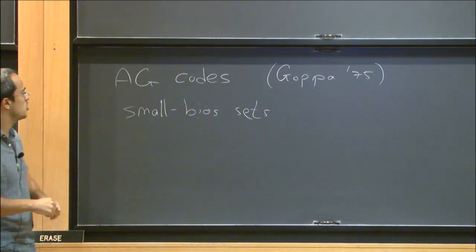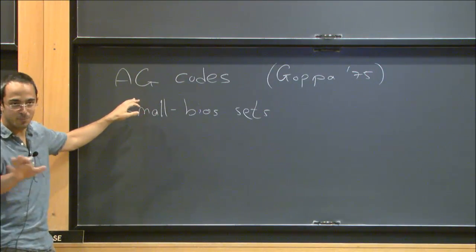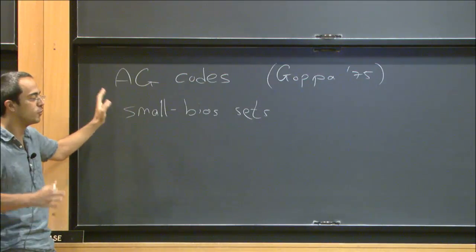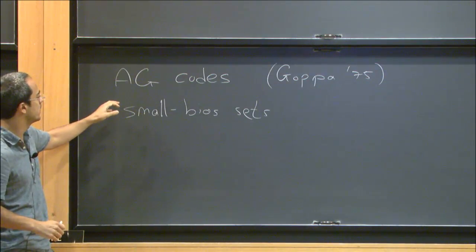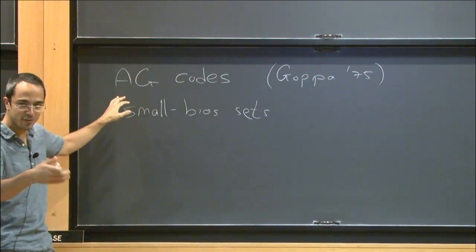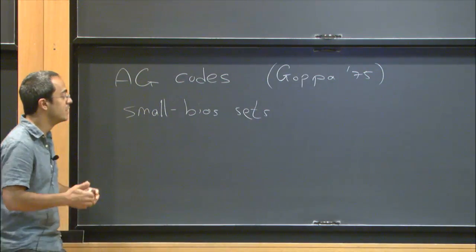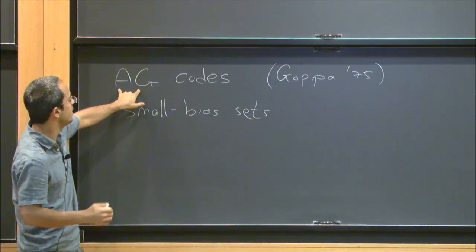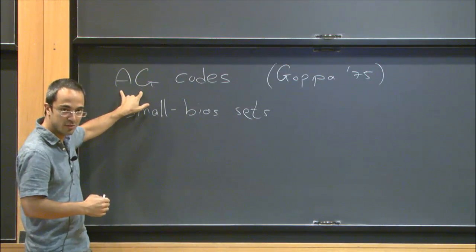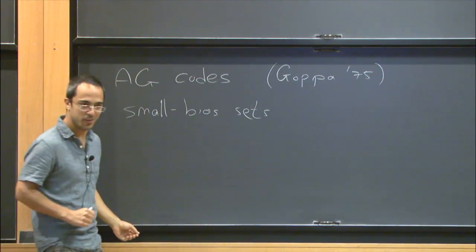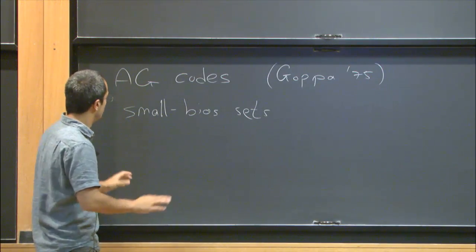So the talk is going to be as follows. I'm going to just recap what codes are, mainly just to set notation. I assume everyone knows what codes are. And then I'm going to hope to motivate or somehow explain a little bit about the underlying math behind AG codes, and define AG codes, and we'll proceed from there. Okay? So, what are codes?